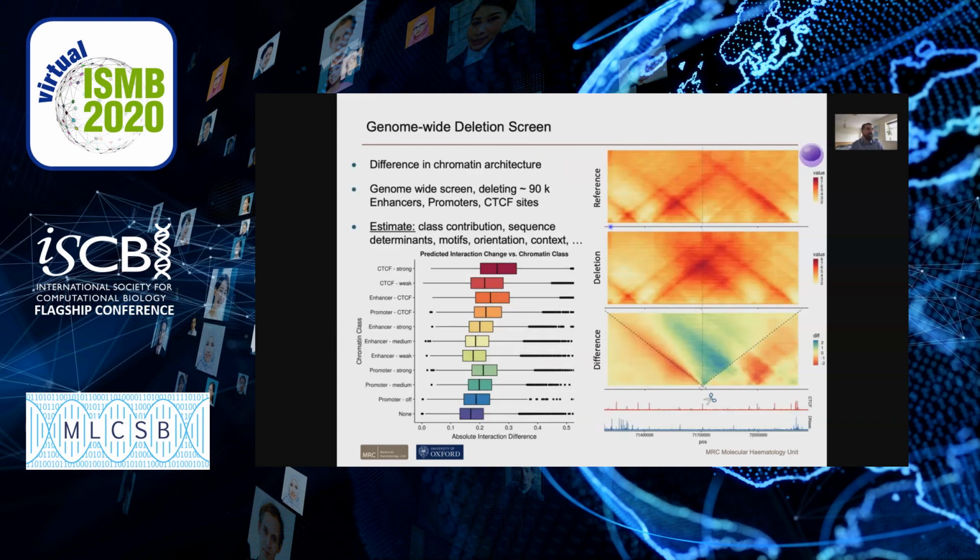The other thing we can do is genome-wide deletion screens, for example, where we actually just take every single enhancer, promoter, and CTCF site across the genome and delete them one by one, predicting their effect. And when we do that and plot the average effects of those sites, we see reassuringly again that CTCF sites, especially the ones strongly bound by CTCF, have on average a much bigger effect on chromatin architecture. But what's also interesting is if you compare promoters to enhancers, it appears that promoters, especially the strongly active ones marked by active histone marks, have on average a bigger effect than enhancers.